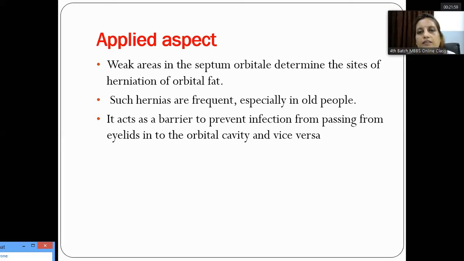So the orbital septum, besides preventing the spread of infections, is also relevant to herniations of the orbital fat. In a very fat person or in an old person, you will see a swelling hanging over here. This is called blepharochalasis. So this blepharochalasis is due to the herniation of the orbital fat. It also acts as a barrier to prevent infections from spreading from the eyelids into the orbital cavity. So it has very much clinical significance.